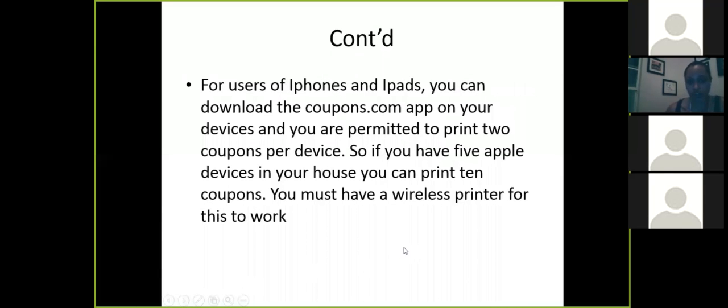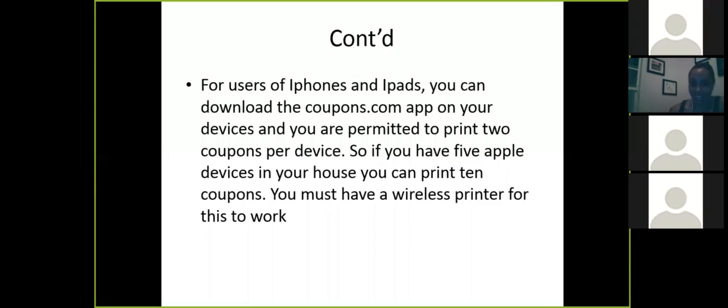So for users with iPhones and iPads, I know we have a lot of us in here. I have 2 iPads, I have the iPhone, I have my desktop. And I have a wireless printer. For those of you who do not have a wireless printer, it's November and Black Friday, so go out and get a wireless printer, guys.